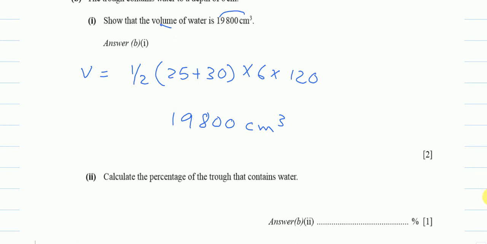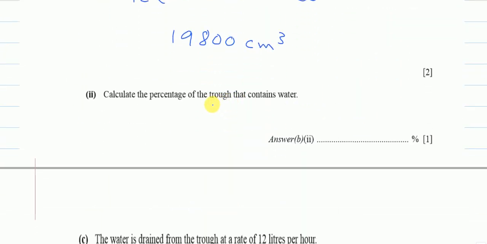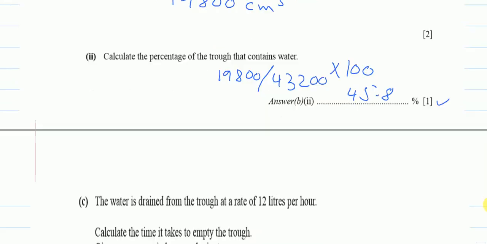Let me see part 2 of B. Calculate the percentage of the trough that contains water. So it's just how much water it contains out of the whole container. It was pretty simple, that's why they have just 1 mark. So 19800 out of the whole 43200, and they want it as a percentage, so I'll multiply it by 100. Even if you got your part A wrong, you can still use the value of your part A and you will still get the 1 mark. If you calculate this, you will get 45.8%.